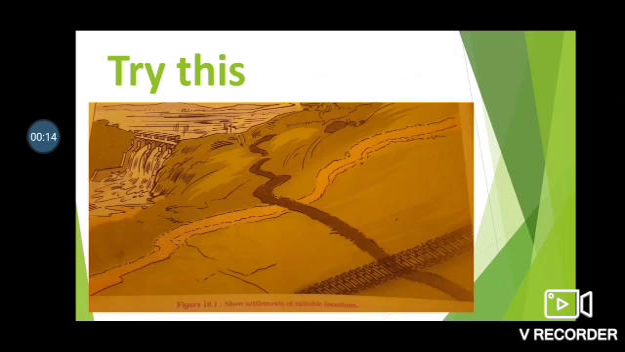Try this. Look at the following picture. Find a suitable location for human settlements and show them in the picture. Children, you can see this picture in your textbook, page number 62 also.